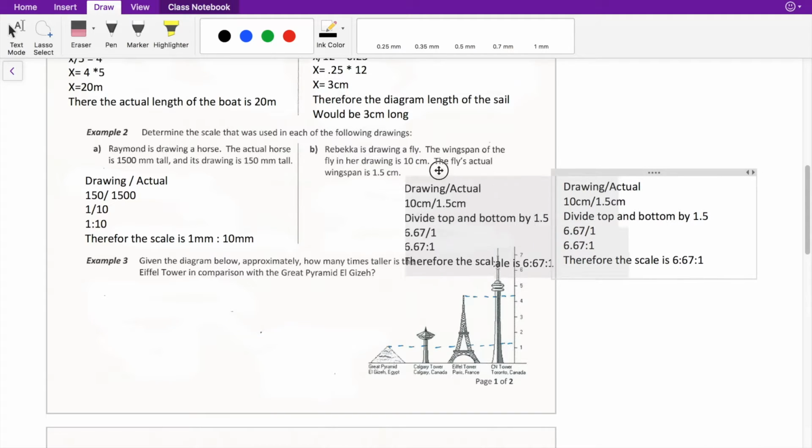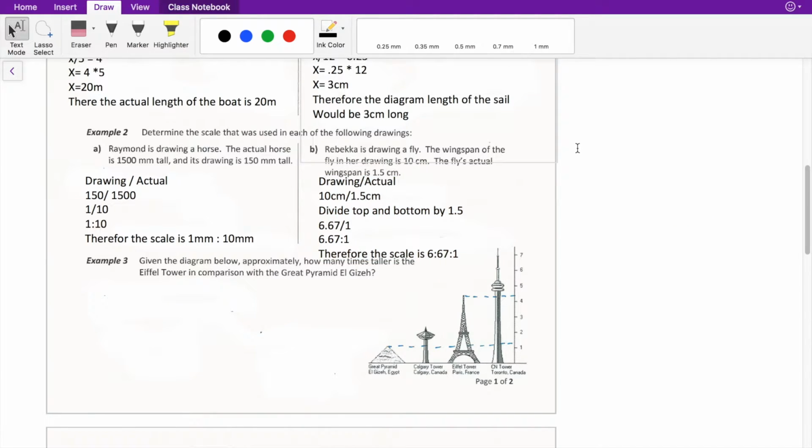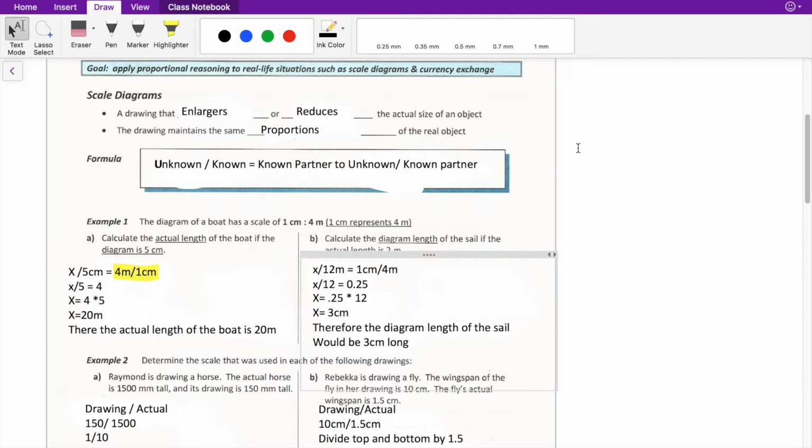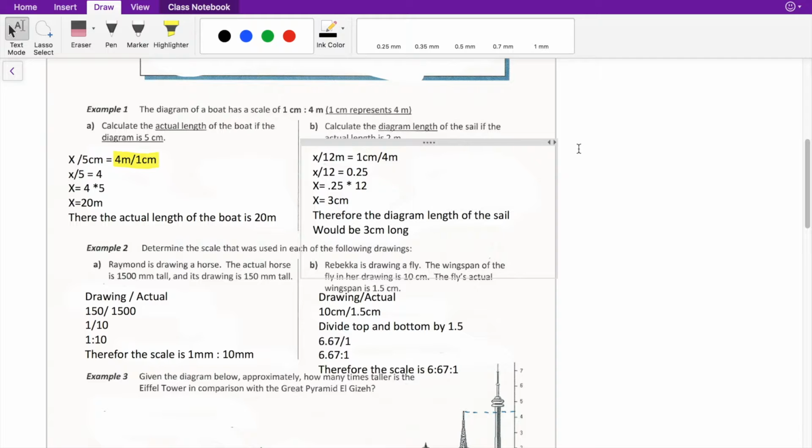So in this case, would you deem this an enlargement or a reduction? With the case with the fly, it would be an enlargement because the fly is smaller in actual size, right? The fly's actual size is 1.5. We're enlarging it to 10. For this one, we're making a drawing of the horse and we're reducing the horse in size.